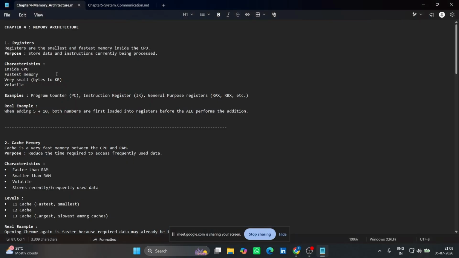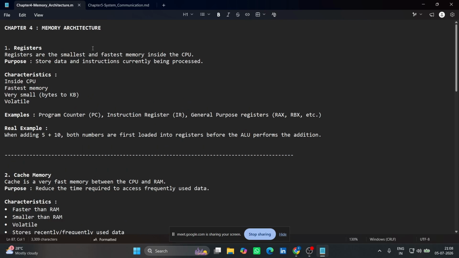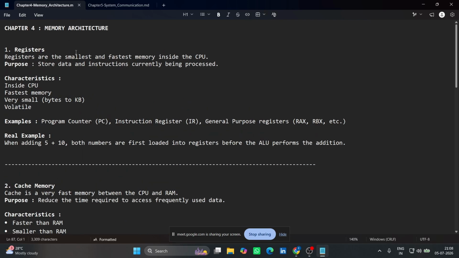So today we are starting our next chapter, which is memory architecture. Basically, we understand the different types of memories which are available in our computer, right? We are starting from registers, which we have already studied in the previous class as well. We are not going deep inside any of them, we just take an upper look at all of these memories, right?